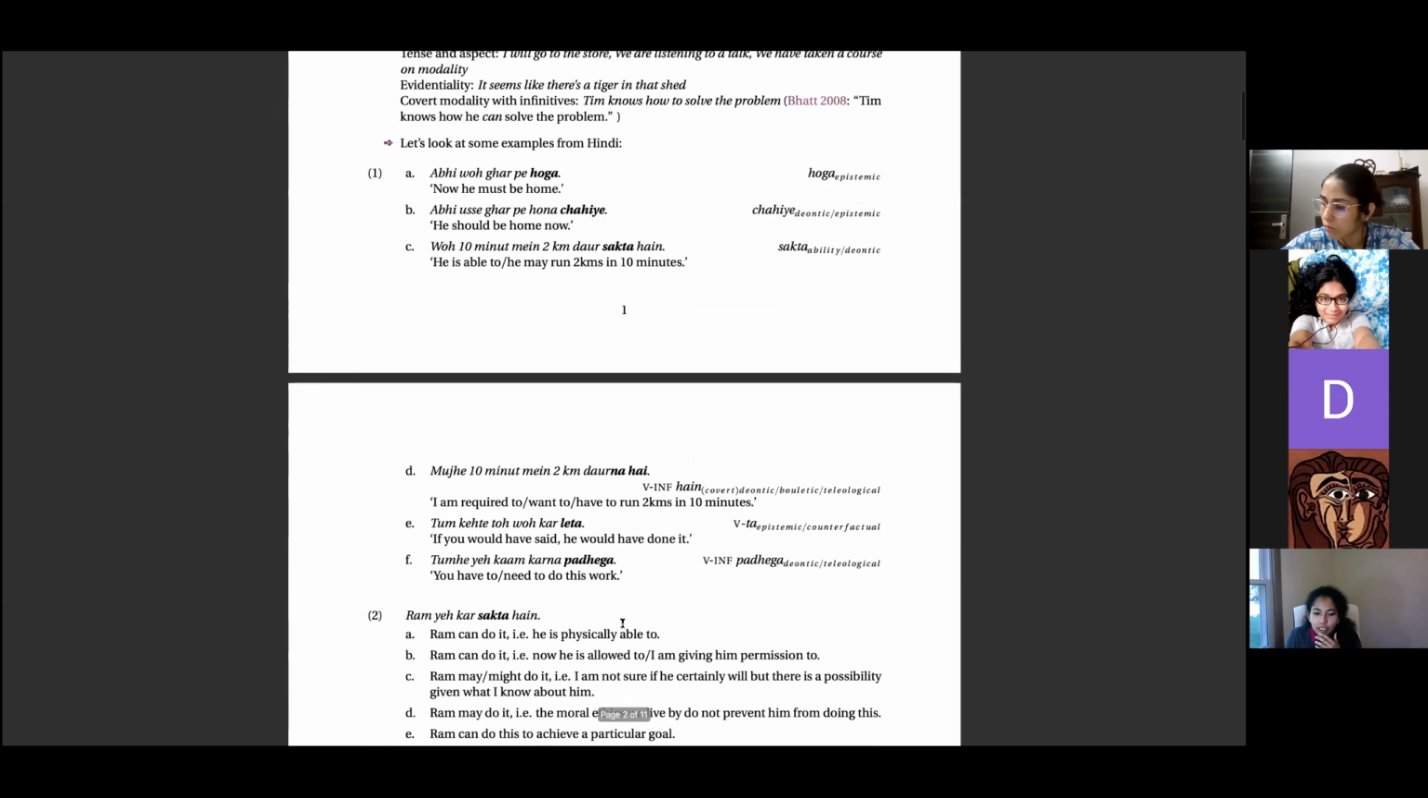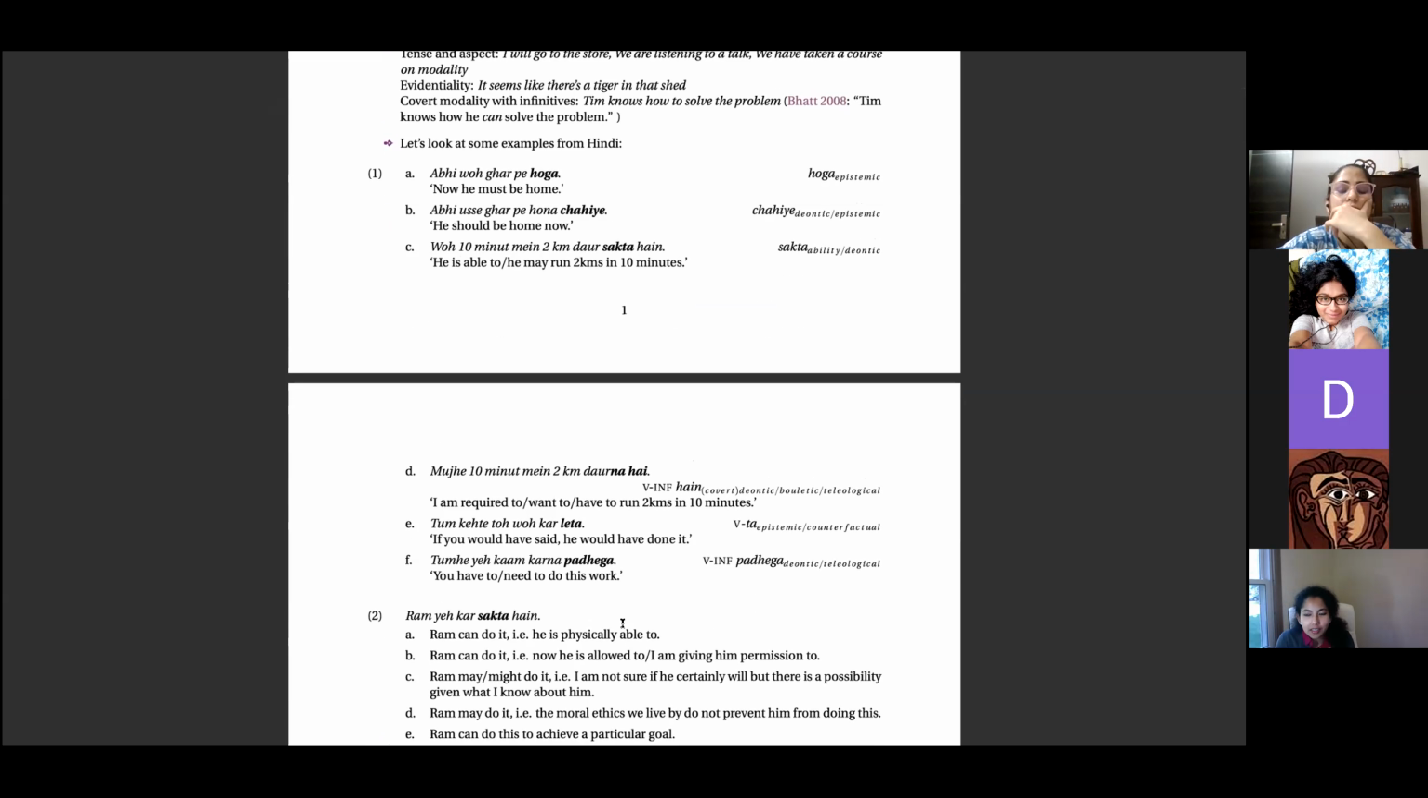I want to zoom in on sakta because I remember as a student, Aisha, I don't know if you remember this, but we talked a lot about sakna in class. For example, I don't know if anyone's actively working on this. Please let me know if you are. It's very interesting. Here are some readings that I could delineate for just sakta in Hindi.